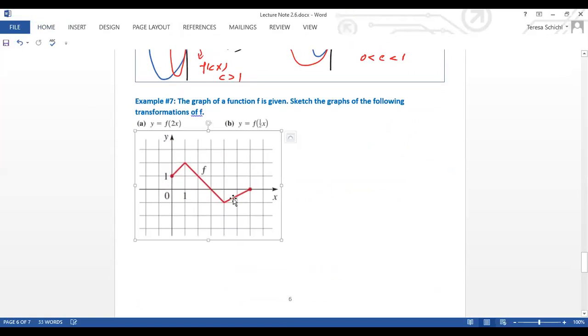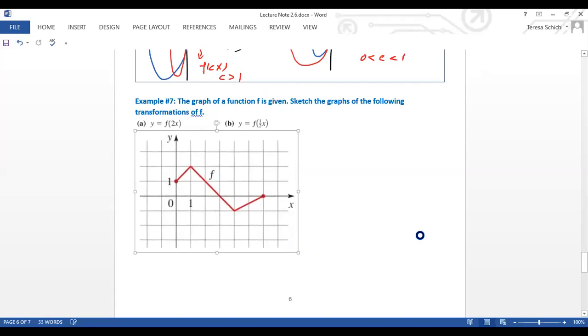Okay, so let me, if I can do, let me get this one. It's a little bit bigger. Let me see, let me do it. Okay, that's good, all right. Okay, so now let's see here. Okay, so let's try to do f of 2x first.